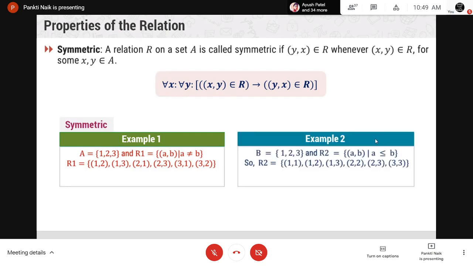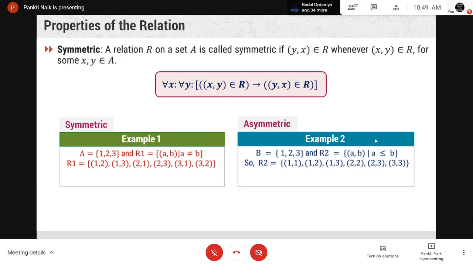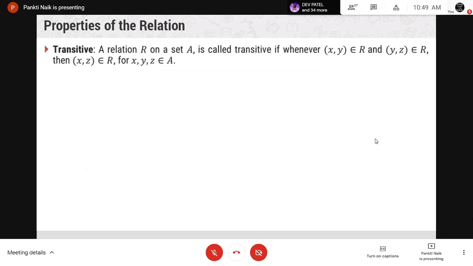Now this is an asymmetric relation. Because here (1, 2) is there but (2, 1) is not. (1, 3) is there but (3, 1) is not. So this is an asymmetric relation.